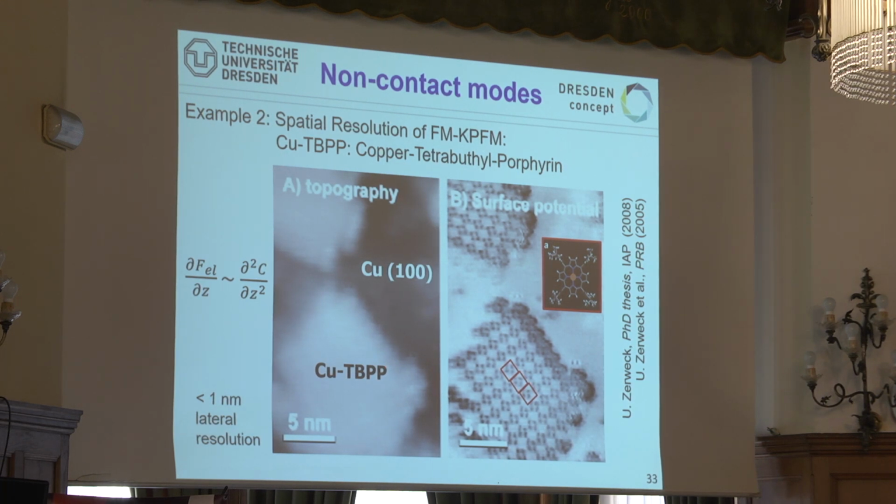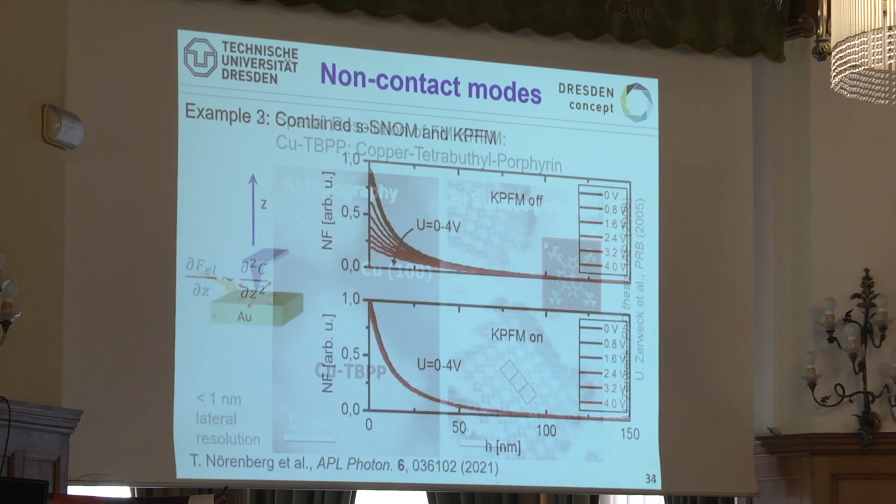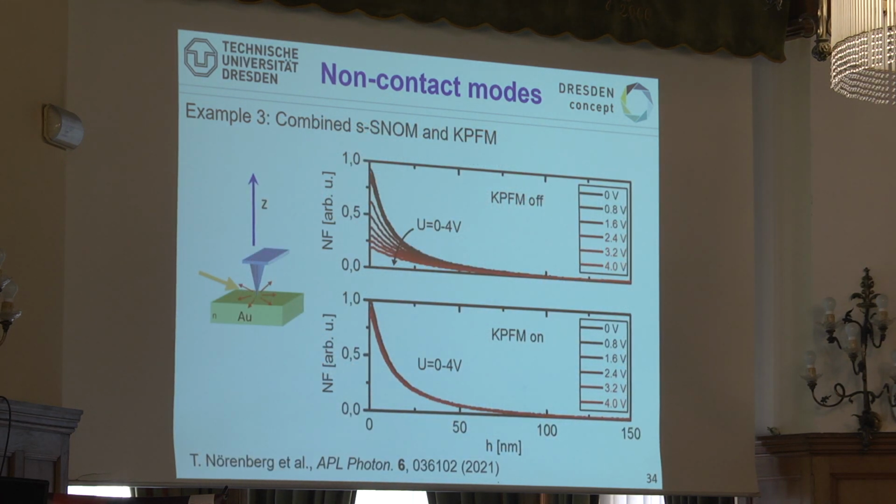This is topography, you don't see too much. And if you look at the Kelvin signal, the surface potential, you see nicely 1, 2, 3, 4 dots, which are exactly these 4 legs, which means you get a resolution which is even below 1 nanometer. And the reason for that, again, is exactly this curvature, the derivative of my tip, because we go for the second derivative of the capacitance. That's why. Third example, we come to SNOM.